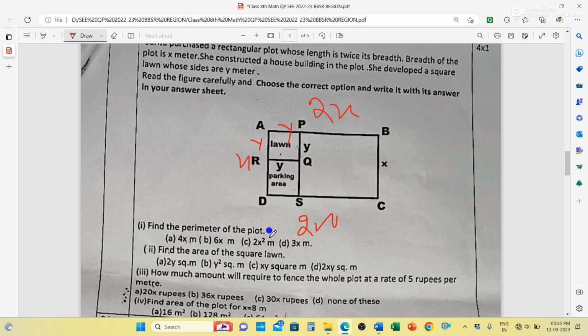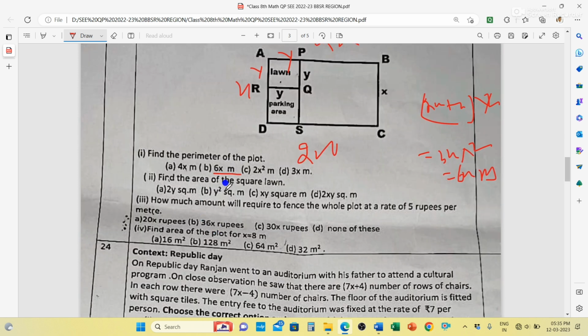What will be the perimeter of the plot? The length of the rectangular plot is 2x meters and the breadth is x meters. So the perimeter will be (length plus breadth) into 2. So (2x plus x) multiplied by 2. So 2x plus x equals 3x. 3x multiplied by 2 equals 6x. 6x meters. So option B, 6x meters.